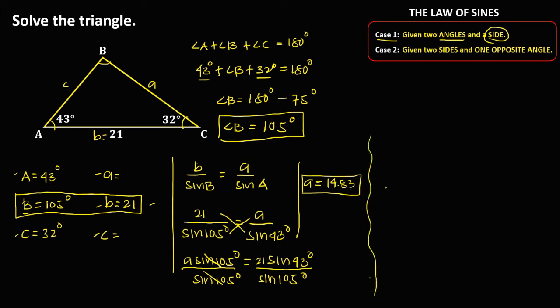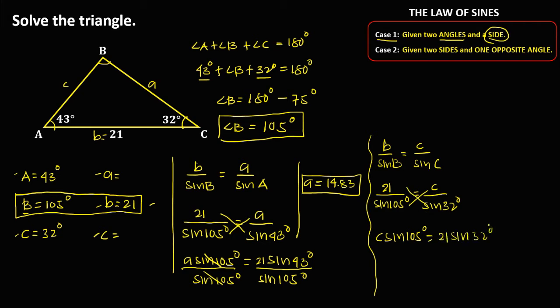Then to solve for side c, we have b over sine B equals c over sine C. Then side b is 21 over sine 105 degrees equals c over sine C. So C is 32 degrees. Then cross multiply. So c sine 105 degrees equals 21 sine 32 degrees.